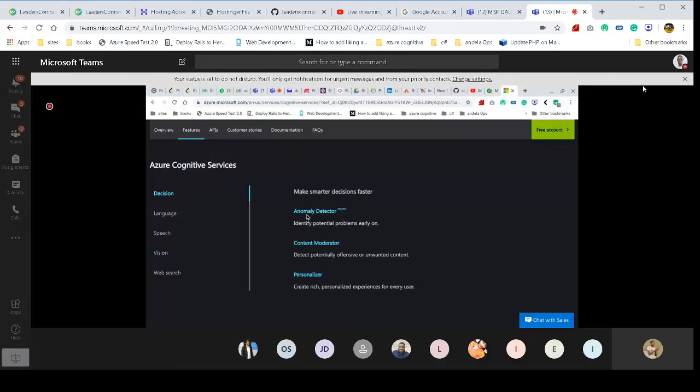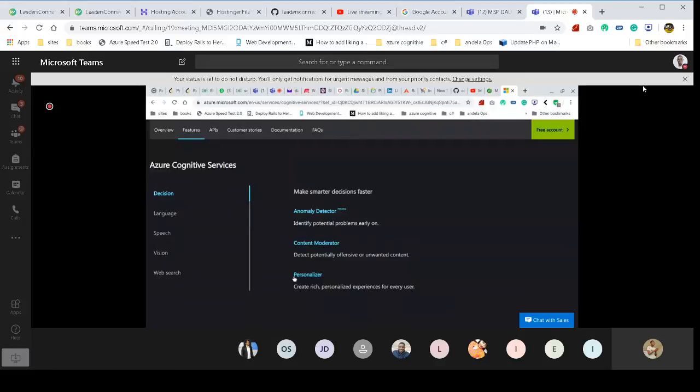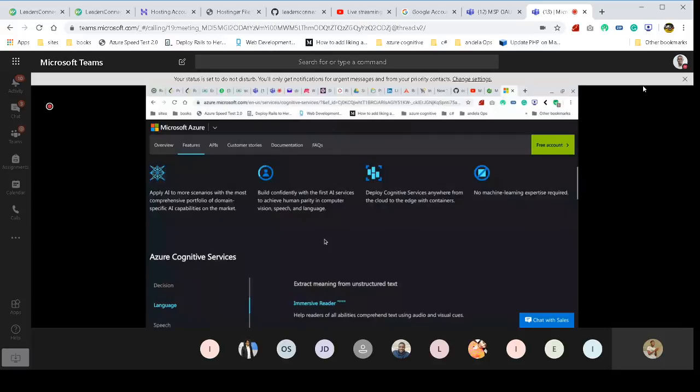If it detects, we have Content Moderator. If we don't want some content, probably pornographic content or specific content that we don't want, we can plug that in, or we can just pick up this decision system to watch out for those. We have Personalizer, which gives you a specific experience you want for your users, or for every user particularly. We have Language, another language, we have things like Immersive Reader, and Language Understanding, LUIS. It basically understands your intention from whatever you say.